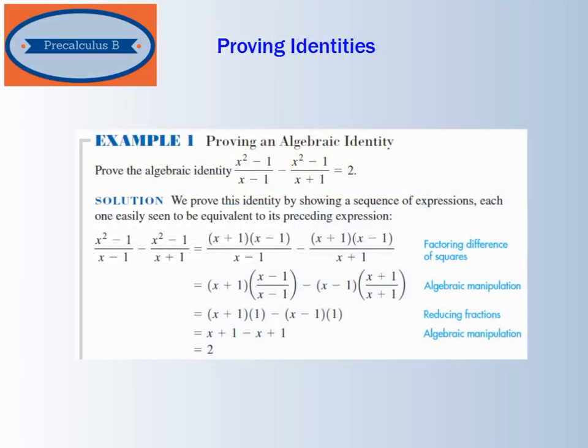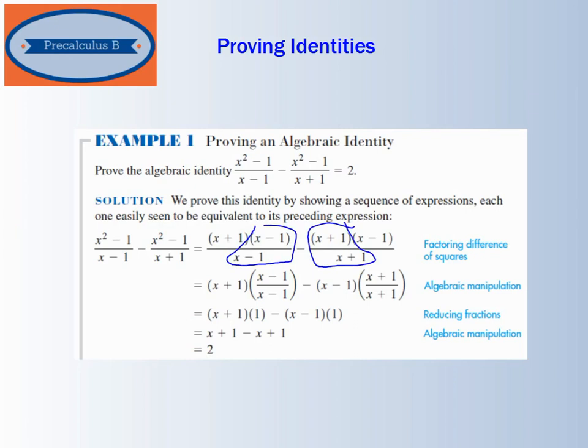Welcome back. So here we can take a look at that algebraic identity that we wanted to prove. Now, the first thing that I would do in order to prove this is I would start out by factoring the top into difference of squares. So on the left-hand side, I have x plus 1 times x minus 1, all divided by x minus 1, minus x plus 1 times x minus 1 all over x plus 1. The interesting thing here that we can do is we can find that this piece here and this piece here can cancel out on each of these fractions.